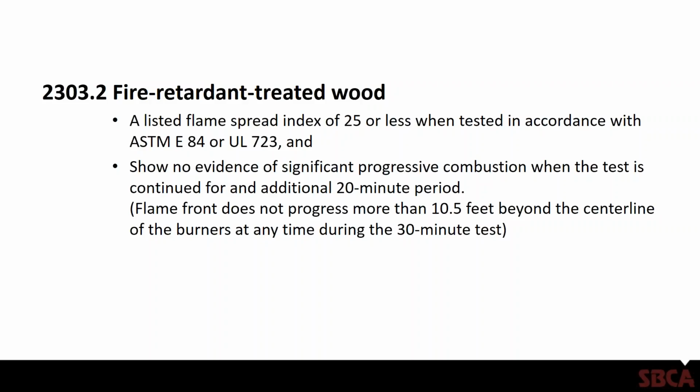In addition, that's a 10-minute test basically, where they measure the propagation of the flame spread. An additional requirement is that it has to show no evidence of significant progressive combustion when the test is continued for an additional 20-minute period. And this basically means the flame front cannot progress more than 10.5 feet beyond the center line of the burners at any time during the 30-minute test.